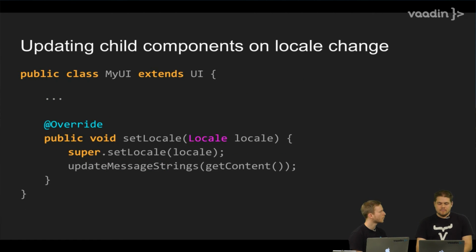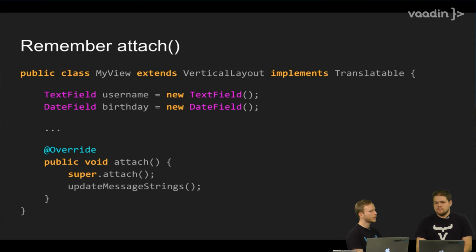Yeah. One downside: what happens with views that are not in the component tree? For example, we might have a view that's cached within the navigator, but then it's not in the current component tree. That's a good question. If the component is not attached to a UI, then it will obviously not receive this notification and it will not update itself. But just a quick fix for that is to override the attach method of your component and invoke the update message strings method over there instead.